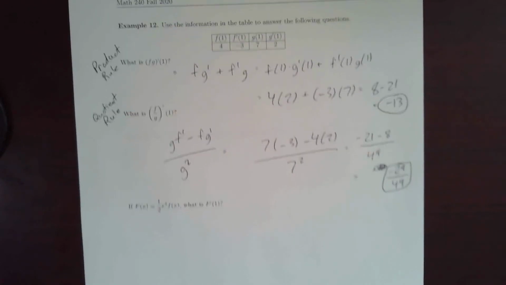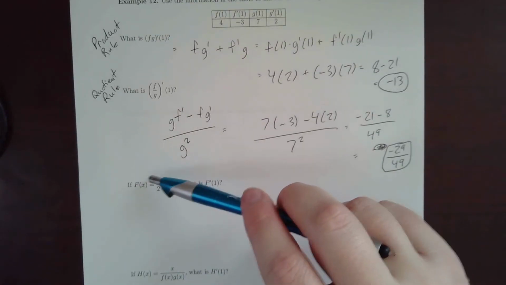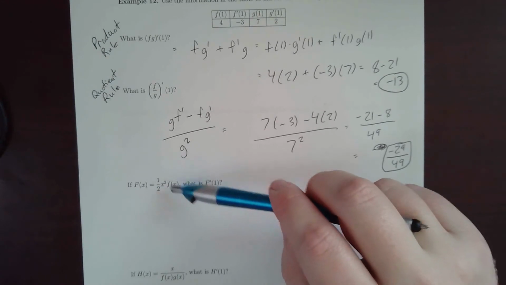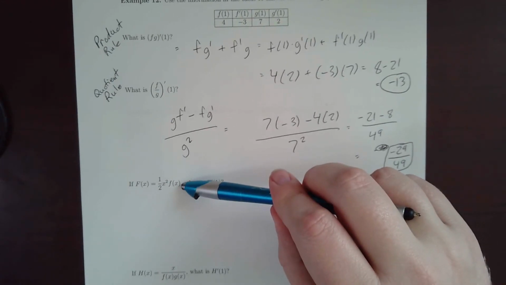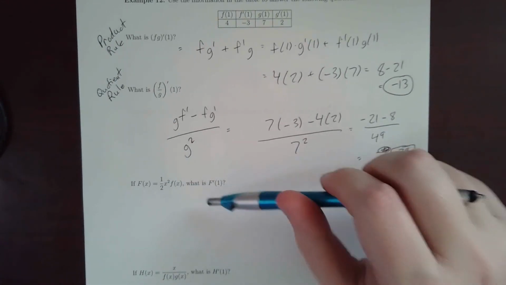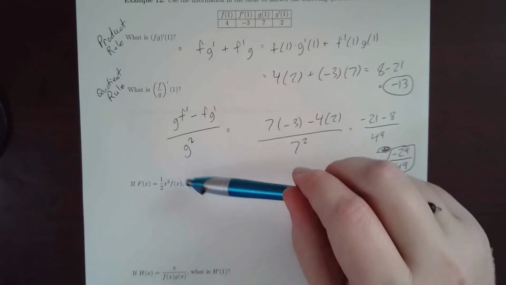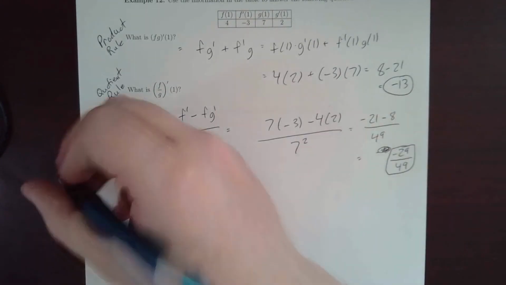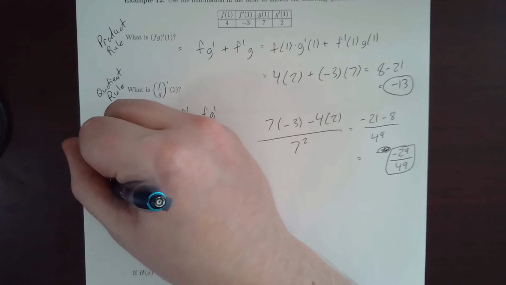Alright, so now let's say we had f of x was 1/2 x squared times little f of x. Well, this is going to take this 1/2 x squared and multiply it by our f of x, so this will actually be a product rule.